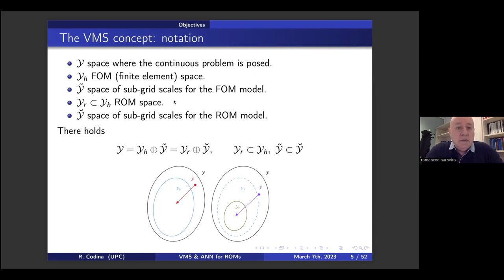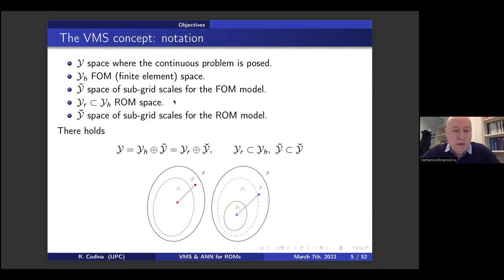And the same concepts can be applied in the reduced order model case. In particular, the reduced order model space, I will call it Y_R, and that will be a subspace of the finite element space. I will make extensive use of the fact that the full order model is a finite element model. And I will call Y' the space of subgrid scales for the reduced order model. So we have these splits that are indicated here.